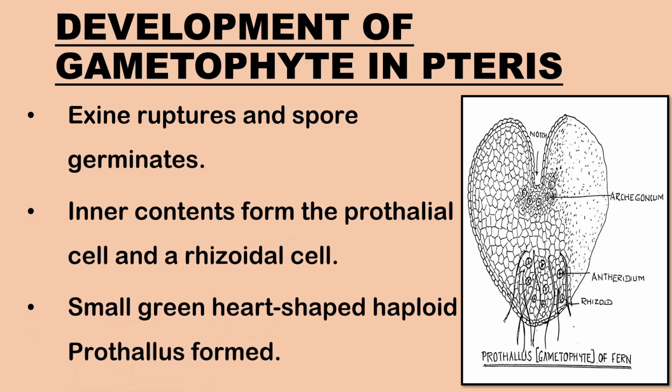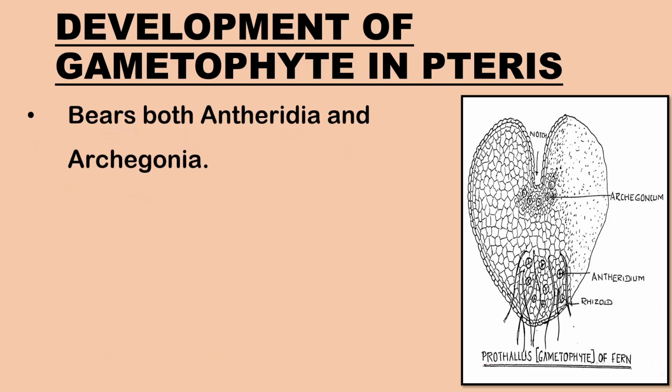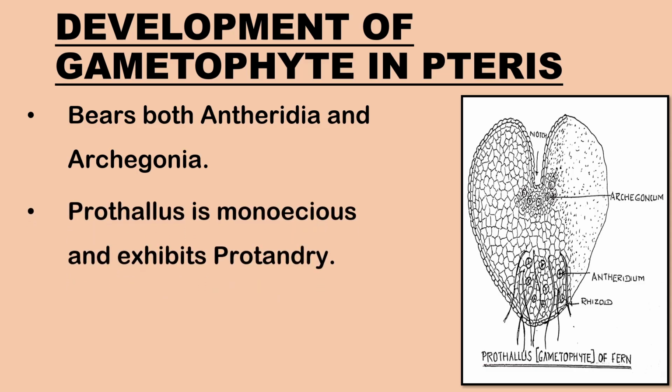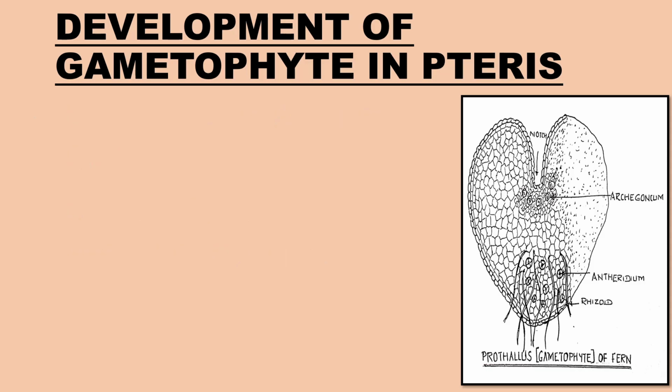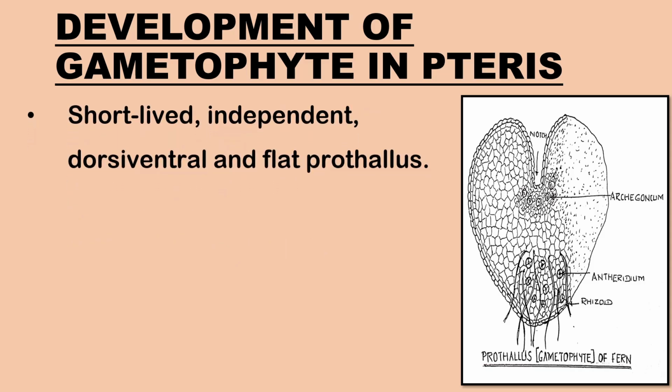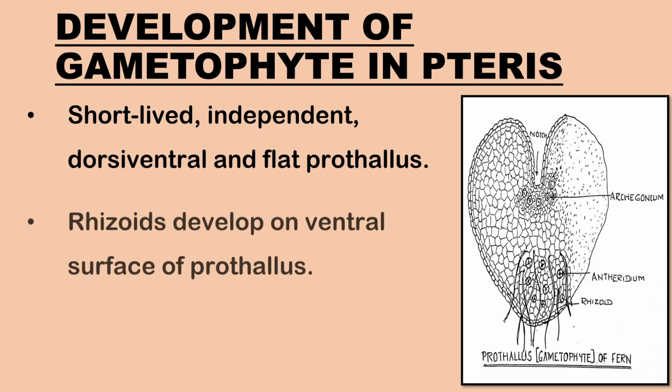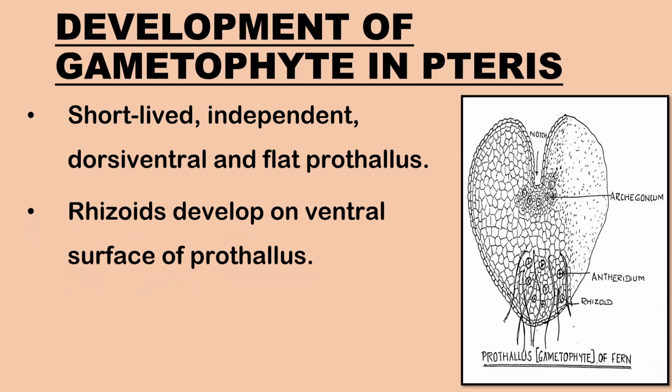The prothallus that develops from the prothallus cell is a haploid, small, green, heart-shaped structure. It bears both reproductive organs, namely antheridia and archegonia. The prothallus of Pteris is monoecious and exhibits protandry. The prothallus is short-lived, independent, dorsiventral and flat. Rhizoids develop on the ventral surface of the prothallus.